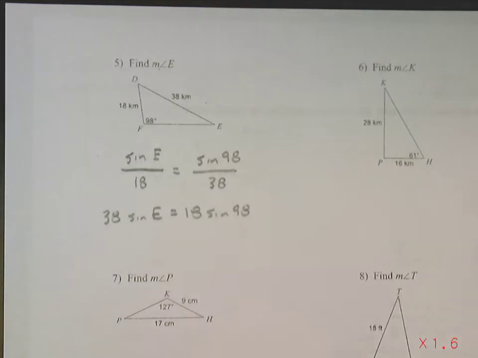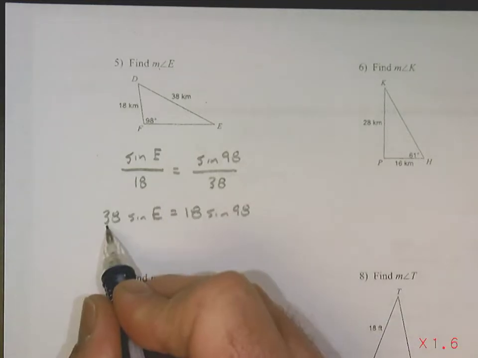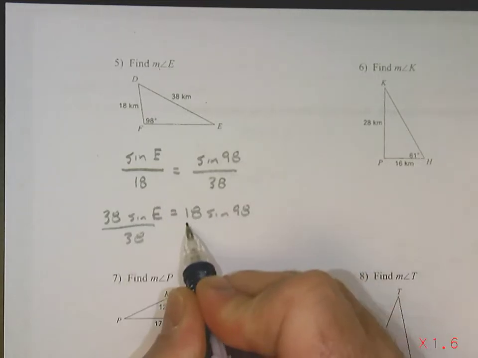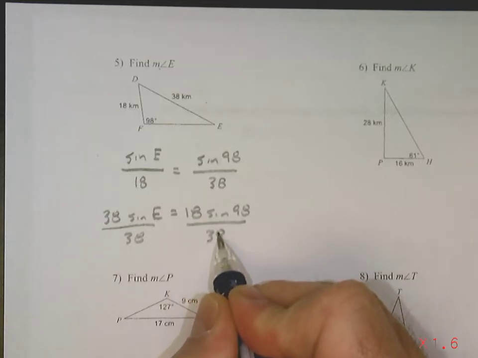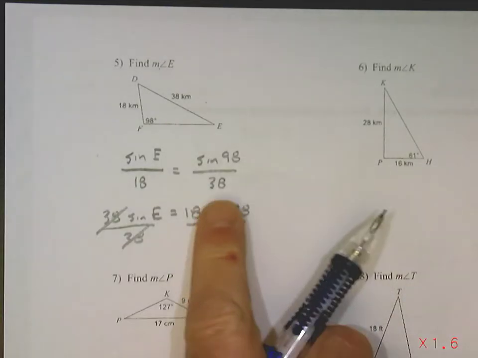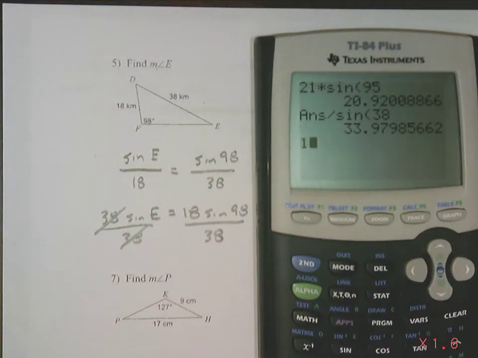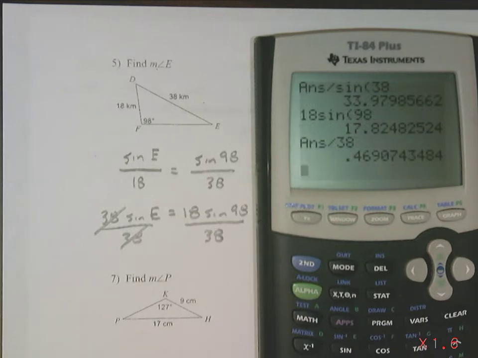A little tricky when you're trying to find the angle. We're going to end up using the inverse button on our calculator, which is a little tougher. First I'm going to divide both sides by this 38 to get sine of E by itself. And I'm going to head to my calculator right now and punch this fraction on. 18 times sine of 98, which I'll hit equals to first. Then I'm going to divide by 38 to give me what's traditionally a cruddy decimal. That decimal is going to be between 0 and 1.